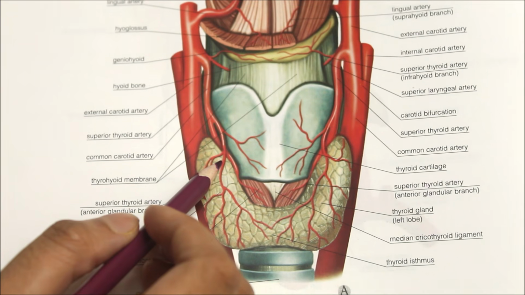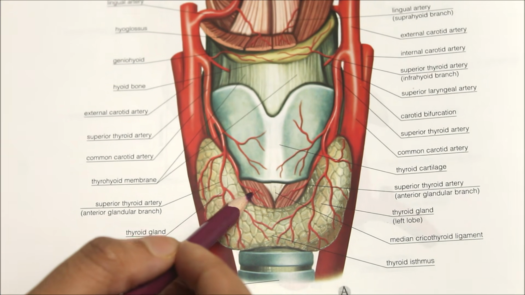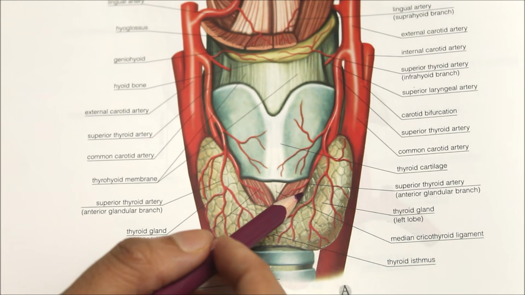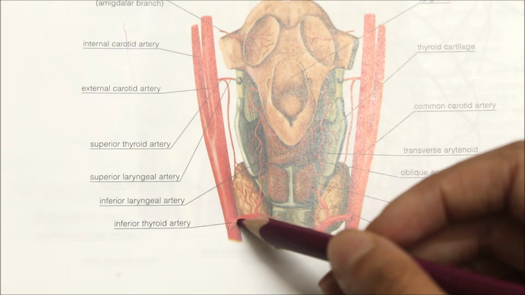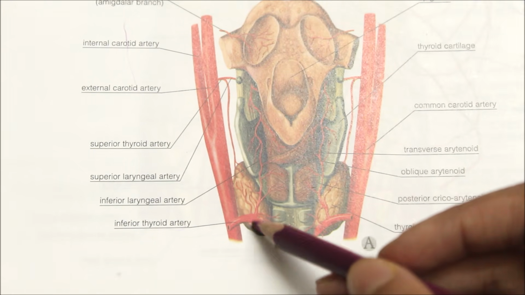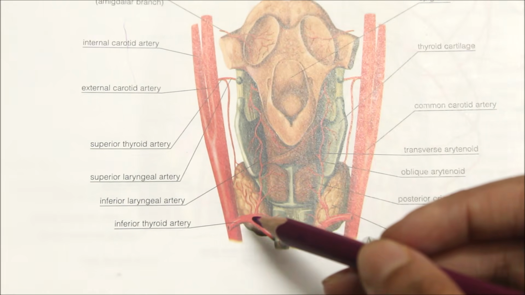The anterior branch descends on the anterior border of the lobe and continues along the upper border of the isthmus right here to anastomose with its fellow of the opposite side. Moving on to the inferior thyroid artery that you see right here. It is a branch of the thyrocervical trunk which arises from the subclavian artery.